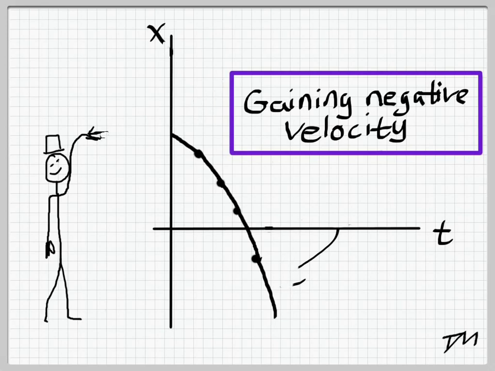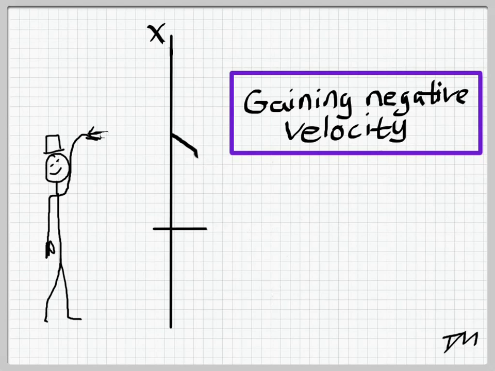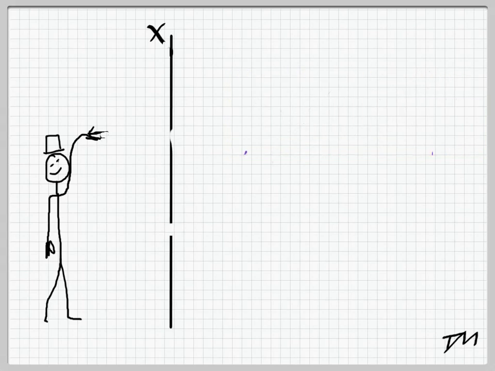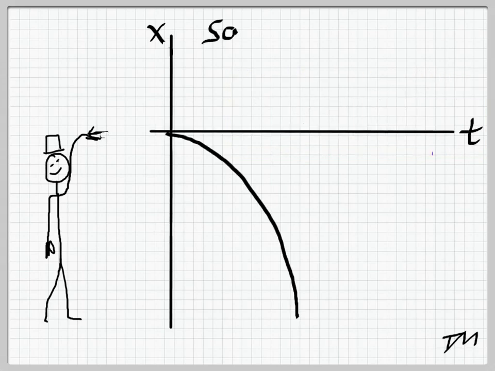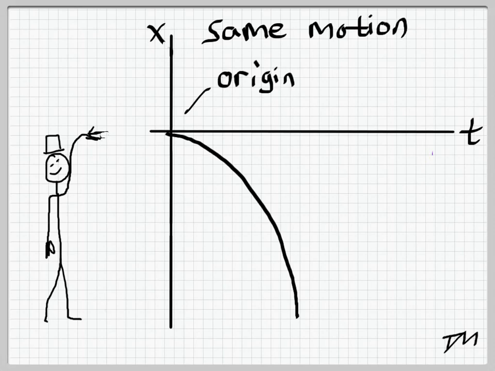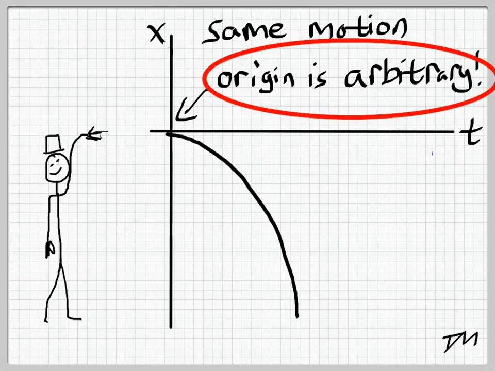The slope tells us the motion. The origin is an arbitrary assignment. Whether the origin is at the hand, or the feet, or the waist, it's still the same motion regardless of where we call the origin. The curve tells us the same exact information. For instance, if we put the origin at the hand, same curve, same motion. Origin is arbitrary. This is still a curve that describes a gain of negative velocity.